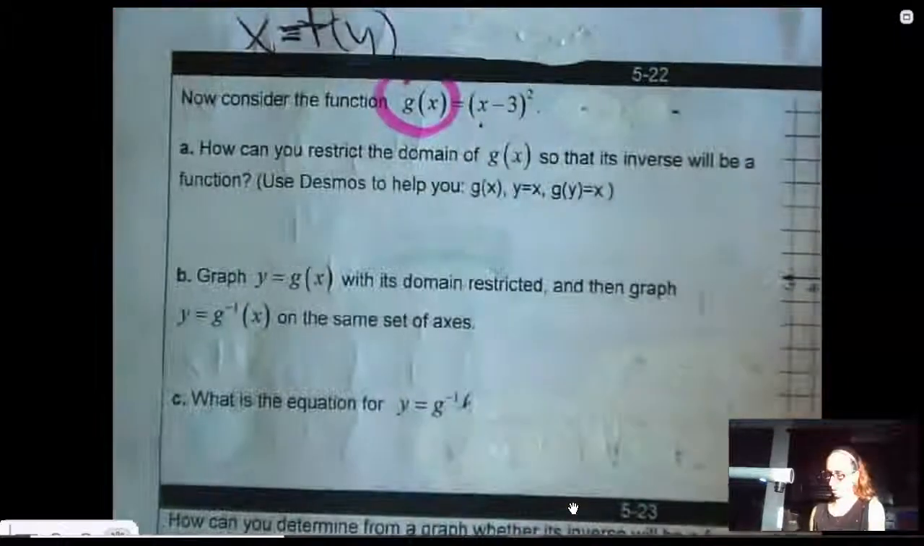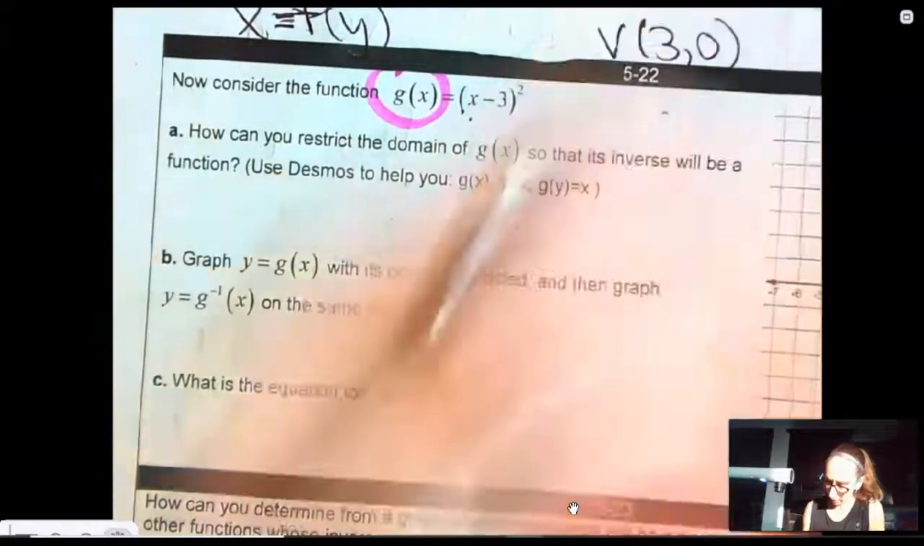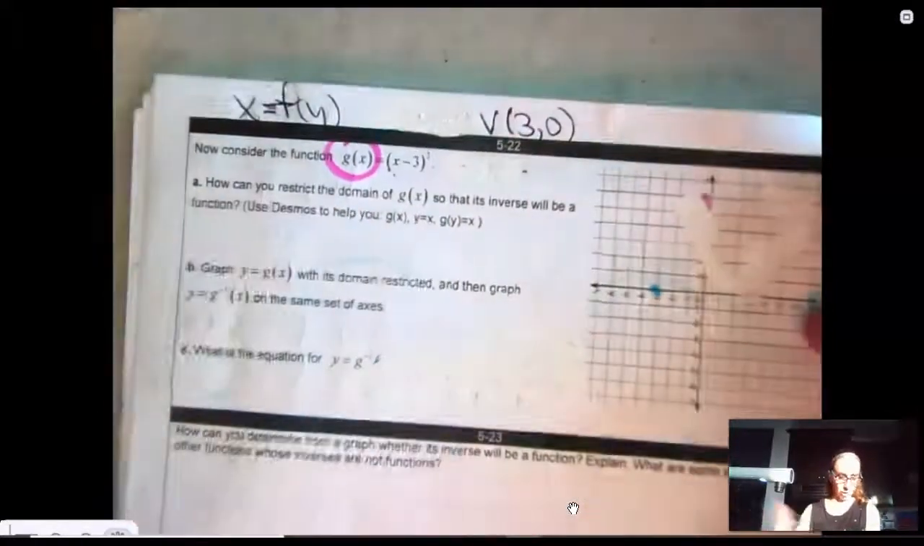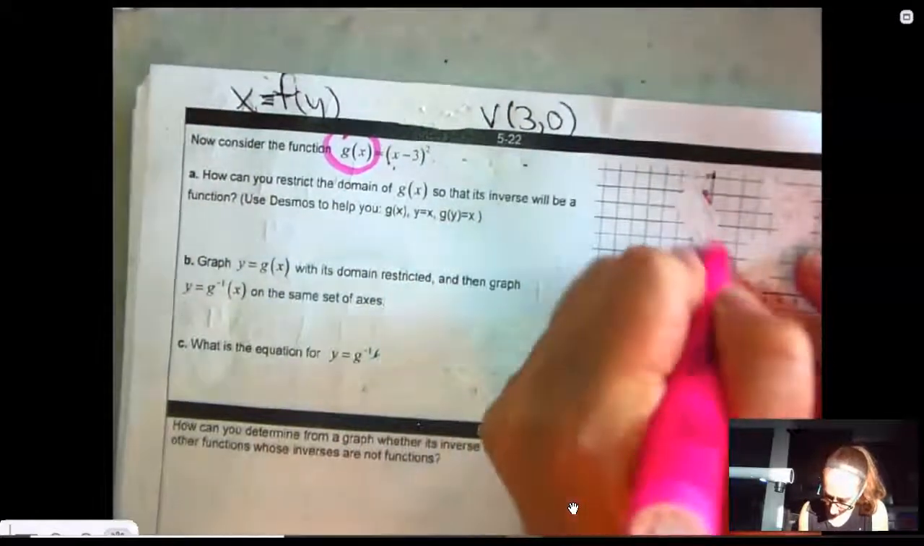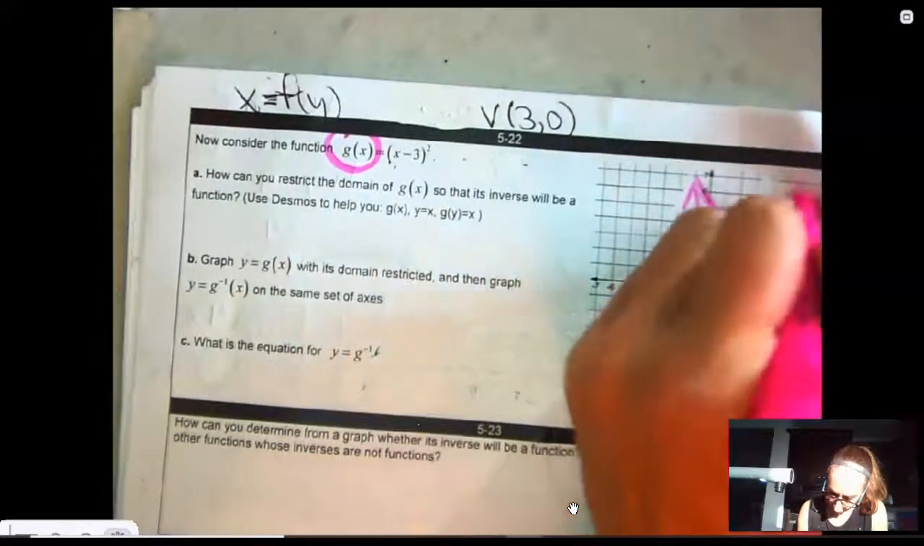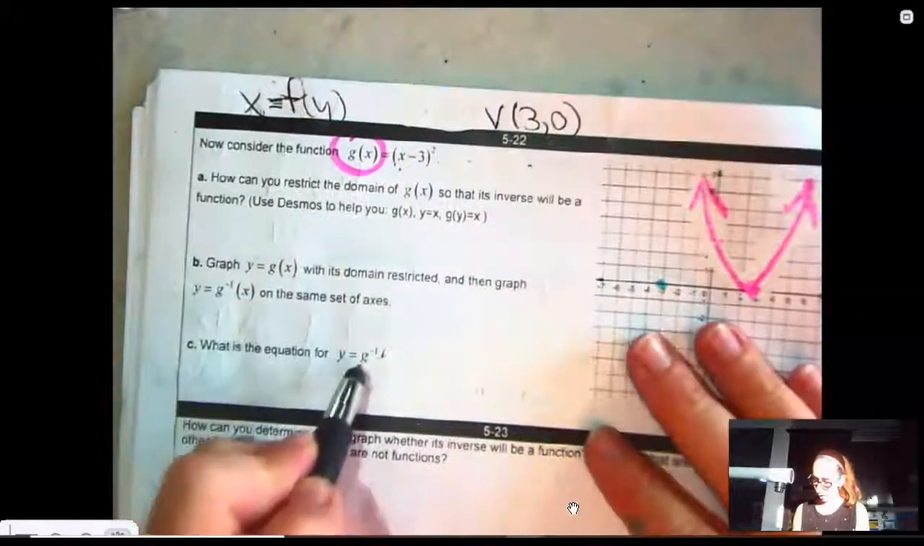Okay, so we got a parabola. Does anybody know what the vertex is? Hopefully you can see that the vertex is 3, 0. If I was to fake this thing, which I did and then I whited it out, that would be 3, 0. And then I would go like this. I'm going to fake it right now, okay? So that's g of x. So how the heck would I get g inverse?